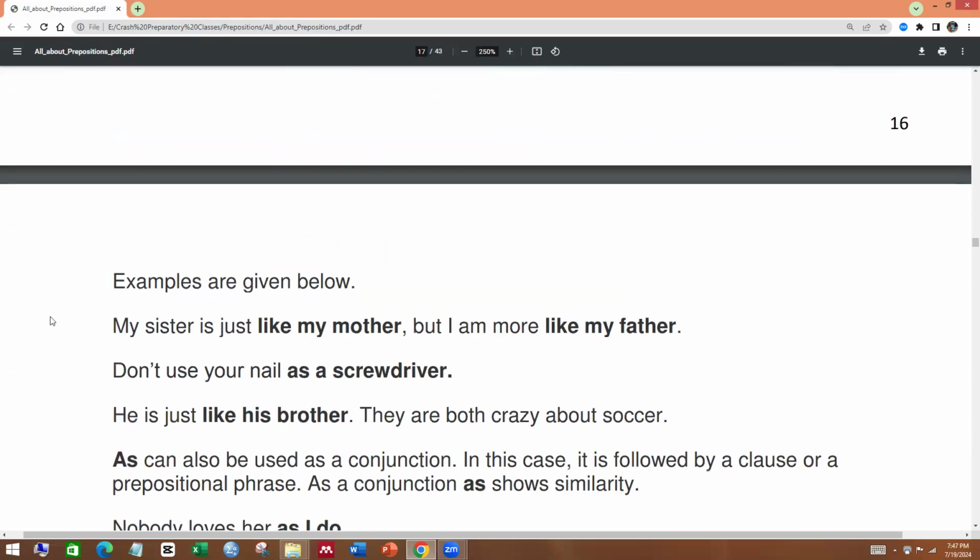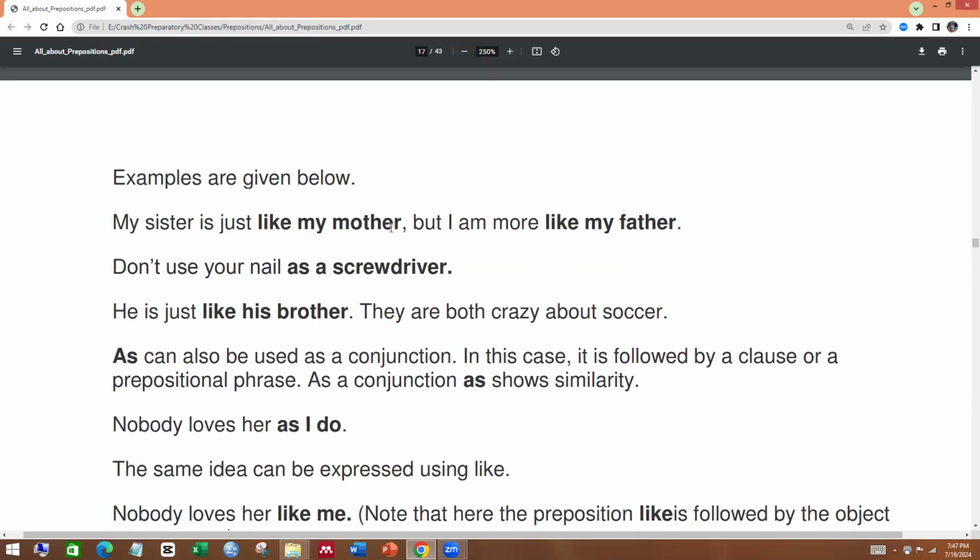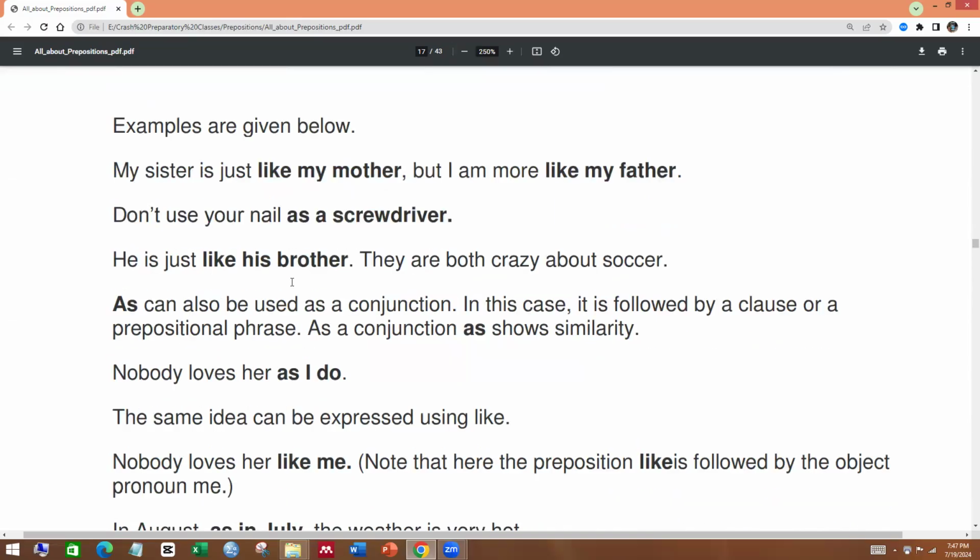Okay. Examples are given. My sister is just like my mother, but I'm more like my father. Don't use your nail as a screwdriver. He is just like his brother. They are both crazy about soccer. Soccer कहते हैं football को.